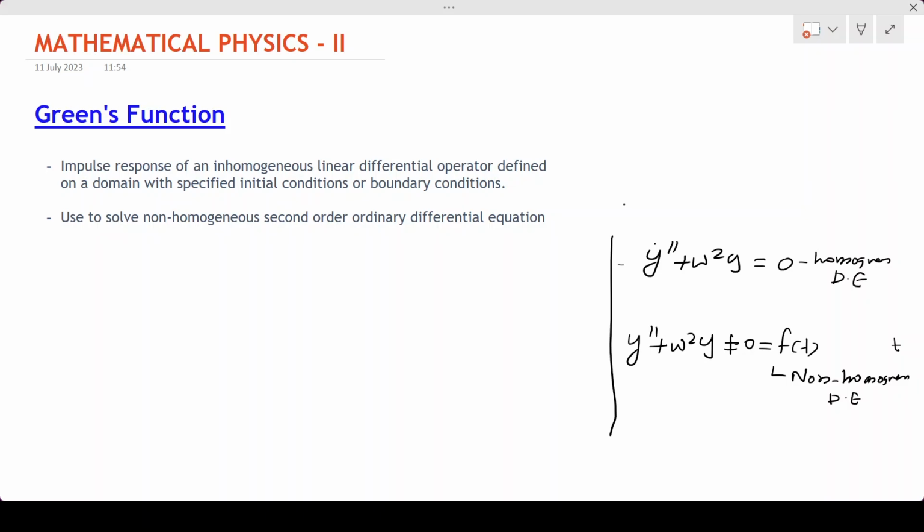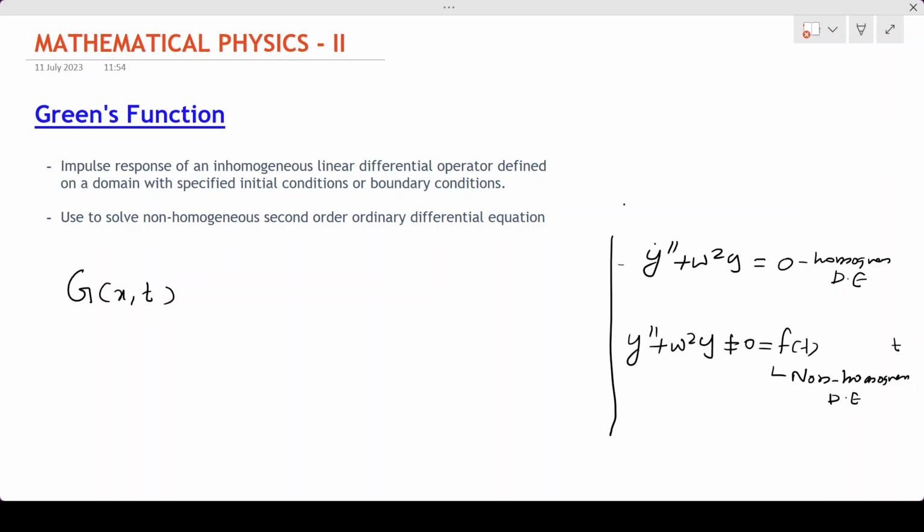Normally this Green's function we represent as g of x,t, where x and t are two different variables, and the Green's function is dependent on these two variables x and t. This function was proposed by George Green in the 1820s, and he described it as a method to solve a non-homogeneous second order differential equation. Here we see how we execute this Green's function as a tool.